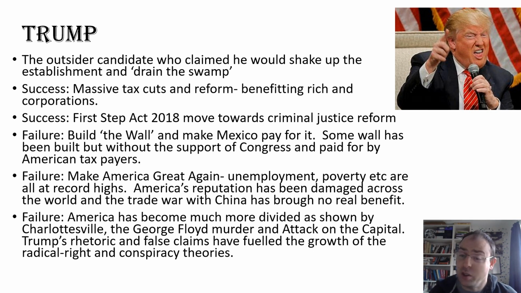He claimed he was going to build the wall, as in build a wall on the border with Mexico, and he was going to make Mexico pay for it. Now, Mexico has not had to pay for it. Some of the wall has been built. He's done this without financial support from Congress directly. He's done it through other means, but the money has come from the American taxpayers. So it isn't complete. He hasn't done what he said he was going to do, and it's generally fairly unimpressive in terms of what has been done.